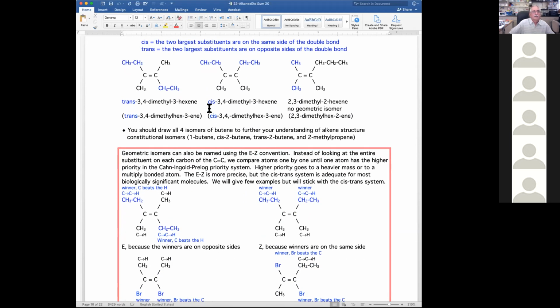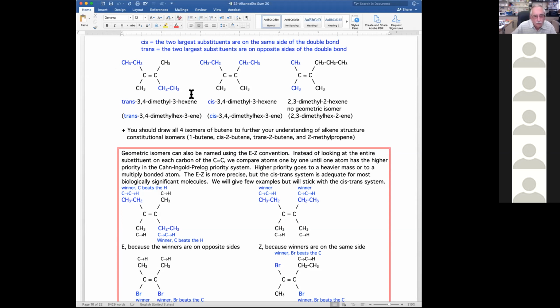So how would we name this compound? 1, 2, 3, 4, 5, 6 in a row, so it's hexene. Where is the double bond? 1, 2, 3, or 1, 2, 3. So no matter which way you go, it's going to be 3-hexene.